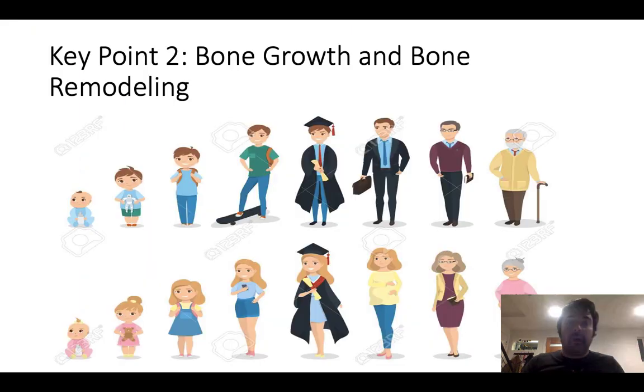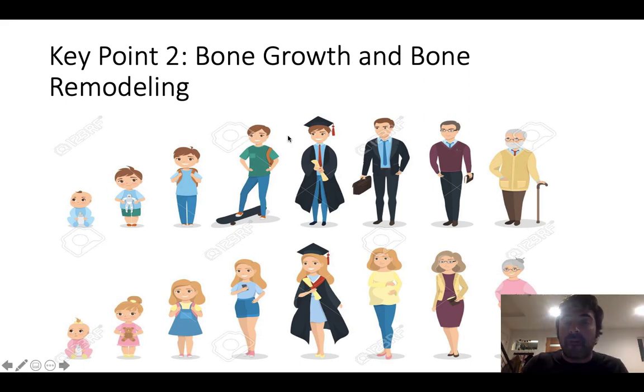So bone growth and bone remodeling. As you grow, your bones elongate, your bones physically grow, and the growth of bones, especially long bones, accounts for much of the height we associate as the difference between, for example, an infant, a child, an adolescent, a teen, a young adult, and an adult, and then an older adult. You see that they actually shrink a little bit as they get older. That's because of the intervertebral discs actually getting a little bit flatter.